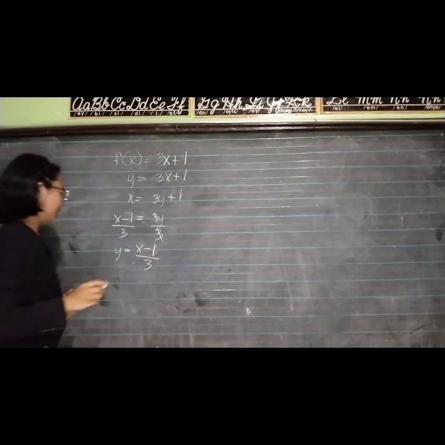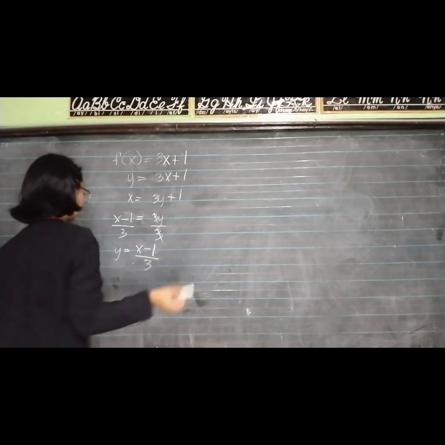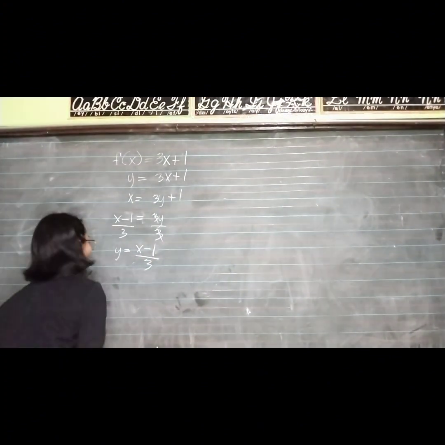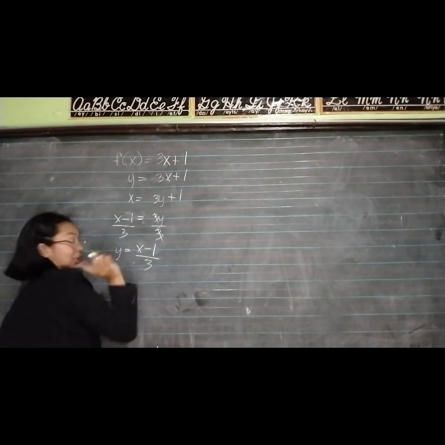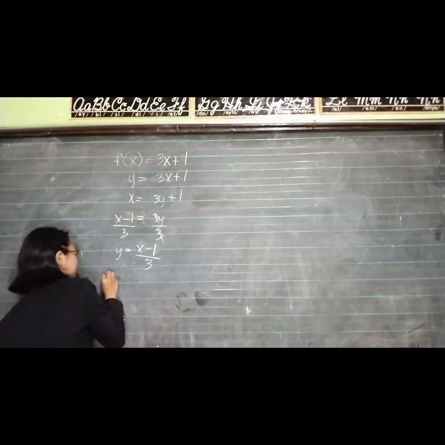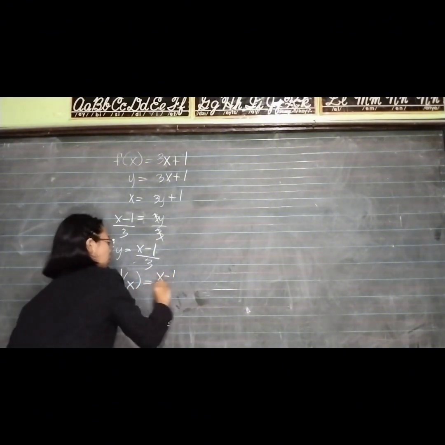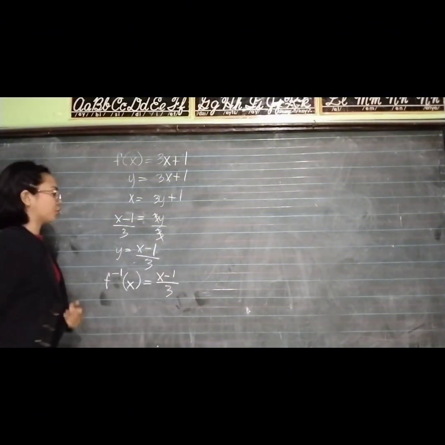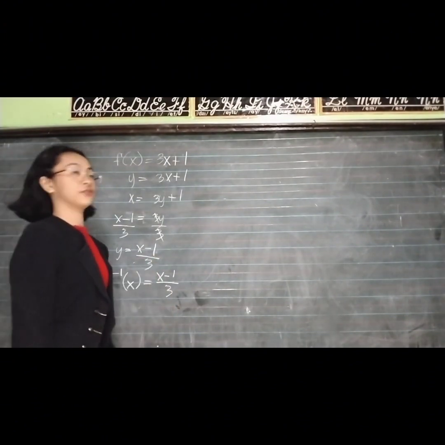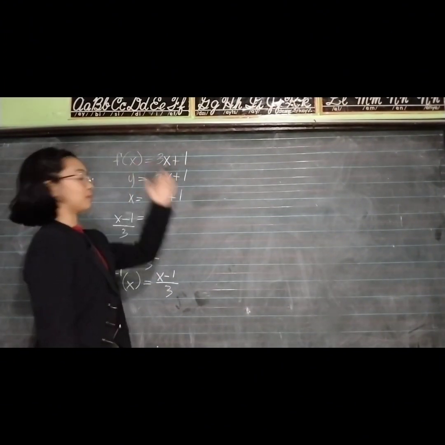So this is your answer. So f raised to the power of negative 1 of x equals x minus 1 over 3. So this is now the inverse of f of x, 3x plus 1.